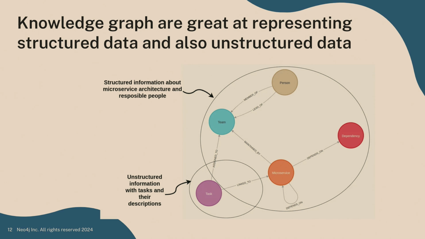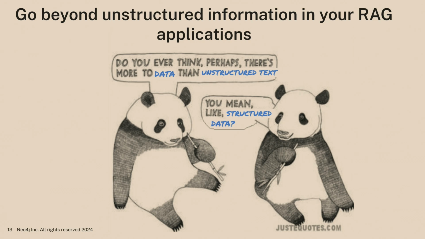So that's kind of how I see it. Basically, knowledge graphs are really good at representing or storing both structured and unstructured data, right? Because in RAG applications, most of the time people are just focusing on unstructured data, so like PDFs and documentation, but there's this whole world of structured data that is kind of ignored or not really looked into as much as I feel like it should.